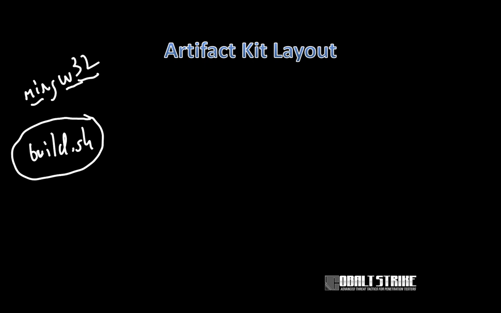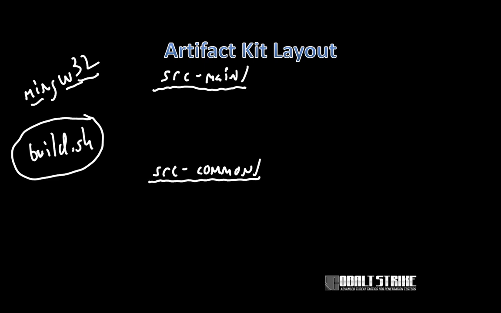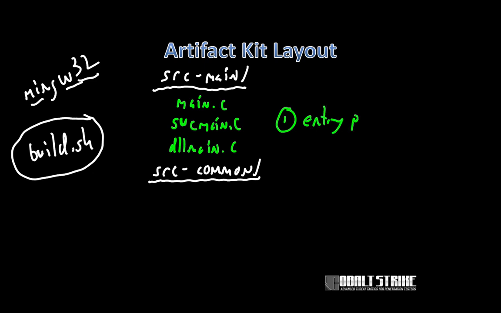Let me give you an idea of the layout of the artifact kit and how to navigate it. We've got two folders that really matter to us: source main and source common. Within source main, we happen to have C files that are the entry point to our different artifacts. So main.c is just plain executables, service main.c are service executables, and DLL main.c are for our DLLs. Okay? That's kind of step one of the artifact kit, and these are your entry point for your artifacts.